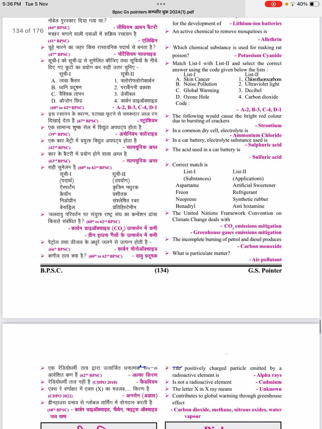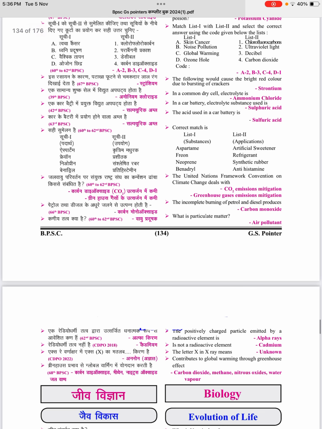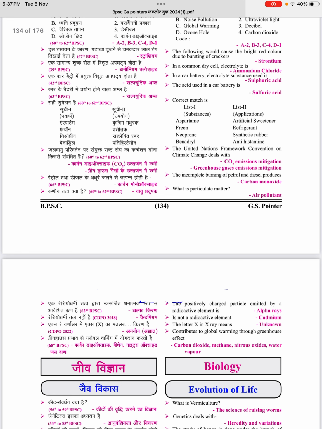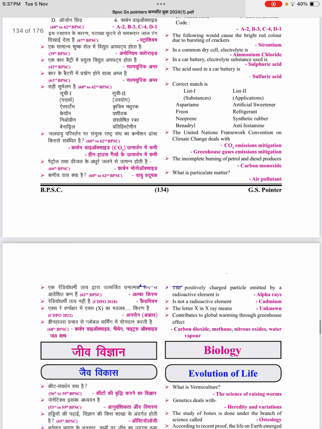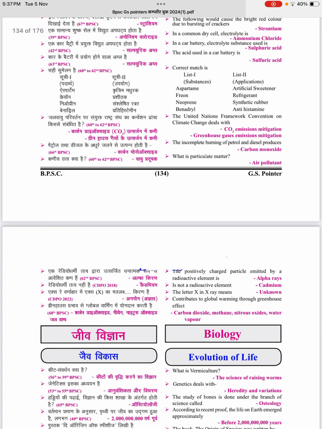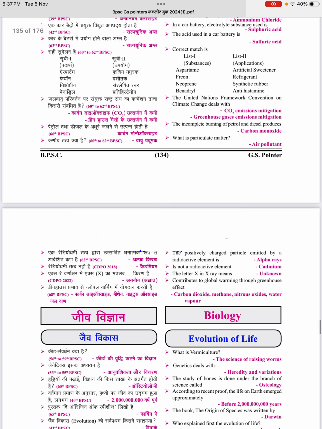Which chemical substance is used for making rat poison? Potassium cyanide. Skin cancer: ultraviolet light. Noise pollution: decibel. Global warming: carbon dioxide. Ozone hole: chlorofluorocarbon. The substance that causes a bright red color on bursting of a cracker: strontium. In a common dry cell, the electrolyte is ammonium chloride. In a car battery, the electrolyte substance used is sulfuric acid. The acid used in the car battery is sulfuric acid.